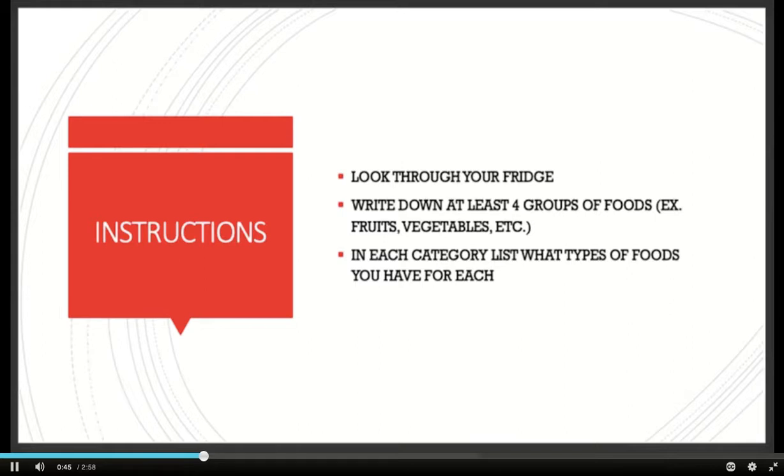The instructions for this activity are simple. You will look through your fridge and write down at least 4 groups of food, such as fruits or vegetables. The 4 I chose are vegetables, meats and proteins, fruit, and lastly, dairy. Choose categories that you have in your fridge. Then you will write down each food item you have in each category.